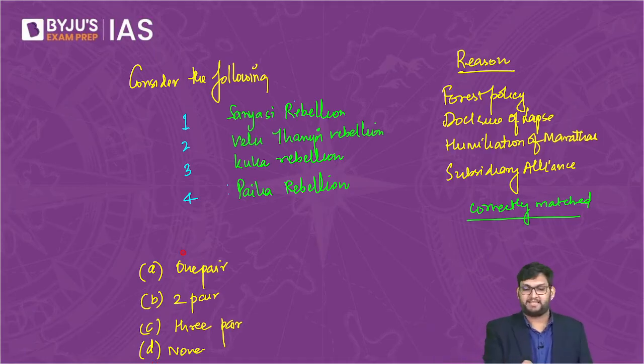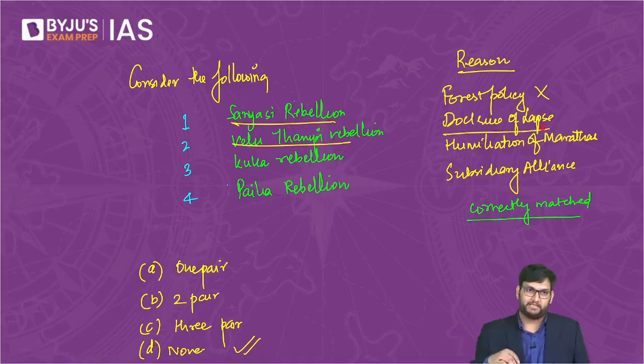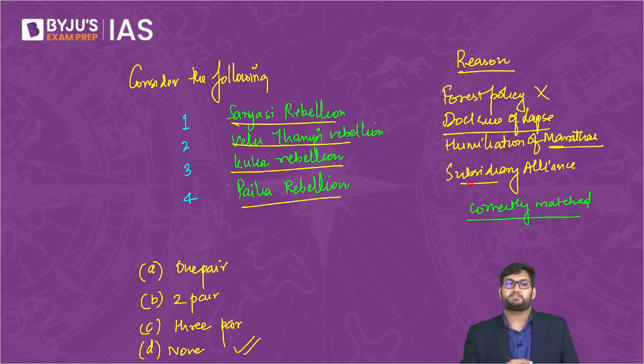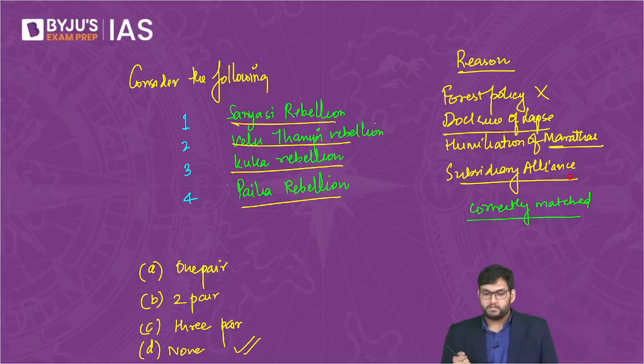See, none of the pairs is correctly matched. Sannyasi is not about forest policy, it's about colonial policy related to mobility. Velu Thampi is not related to doctrine of lapse, it's related to subsidiary alliance. Kuka rebellion is not related to Marathas, it's related to the Sikhs. And Paika rebellion has nothing to do with subsidiary alliance, it is related to the customary rights of the Gajapati rulers. Now, this question becomes a little bit difficult.